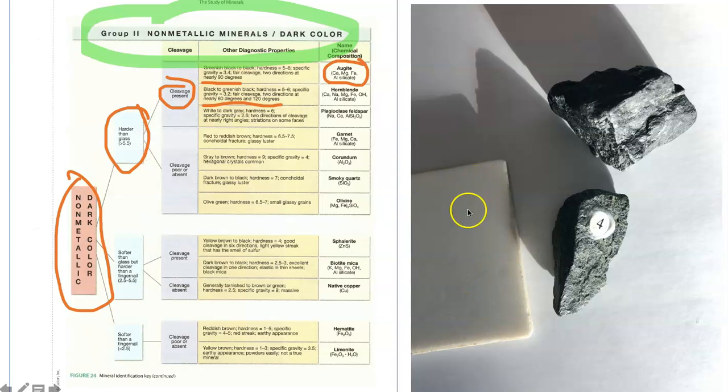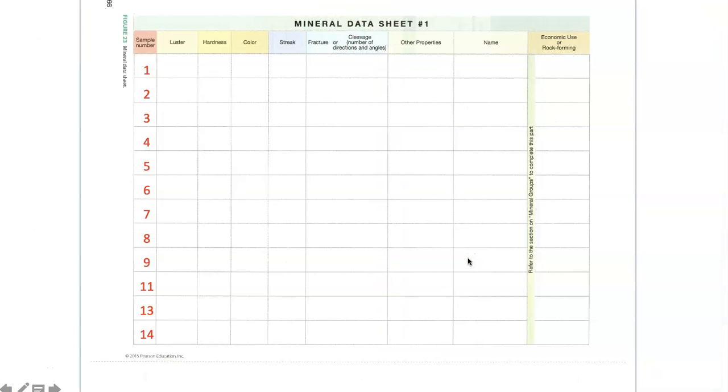And I put the streak plate here. I tried to streak it. I didn't get a streak. They didn't really even mention the streak here, but there was no discernible streak. So now we go to our mineral data sheet, and now I'm back to the first one because this is sample number 4. So we have a non-metallic luster. The hardness is between 5 and 6. I would call the color of the mineral black. You might call it greenish black. And the streak was colorless.